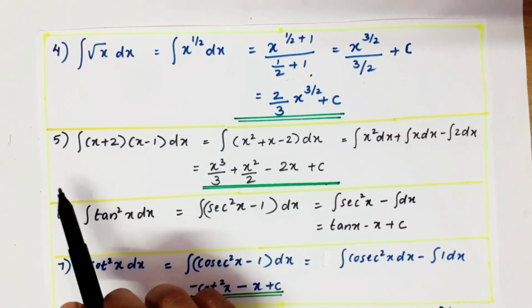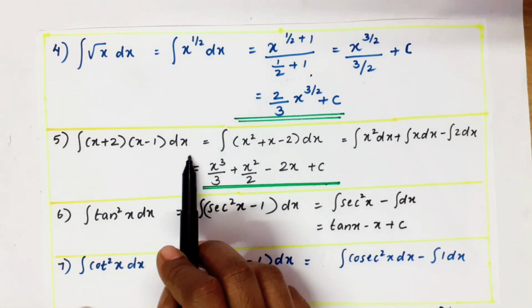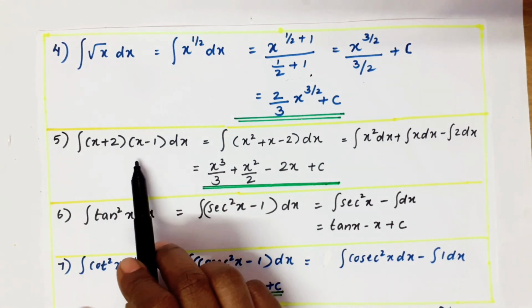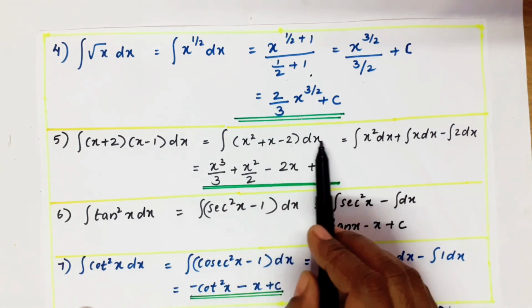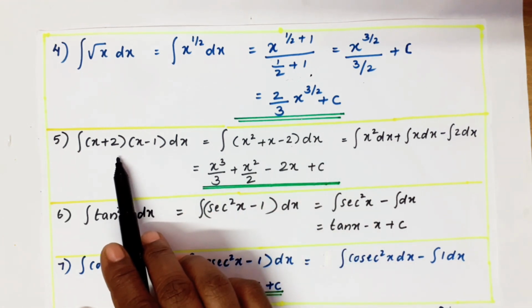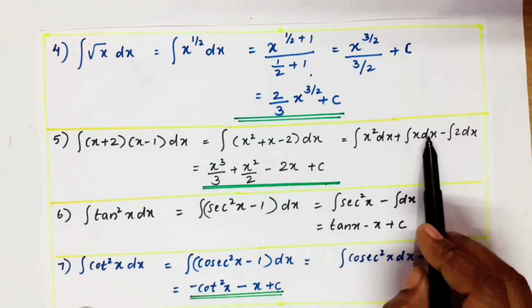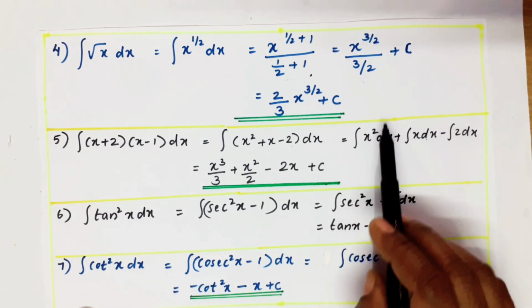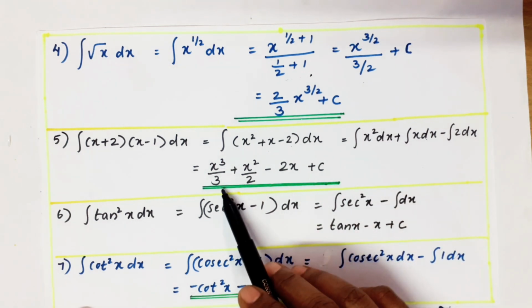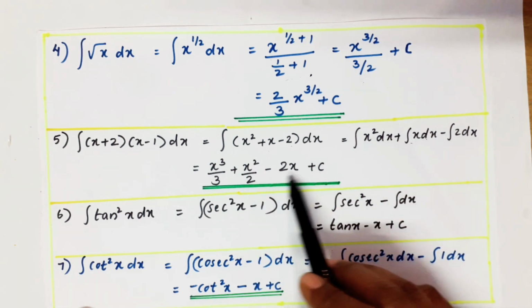Next question. Integral of x plus 2 into x minus 1 dx. We need to expand it. That will be x square plus x minus 2 dx. It's an expansion of this one. Then separate integration. Integral of x square dx, integral of x dx, minus integral of 2 dx. Integral of x square dx is x cube by 3. X dx is x square by 2, minus 2x plus c.